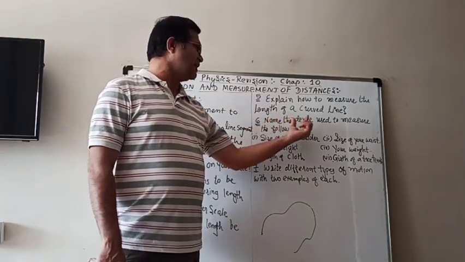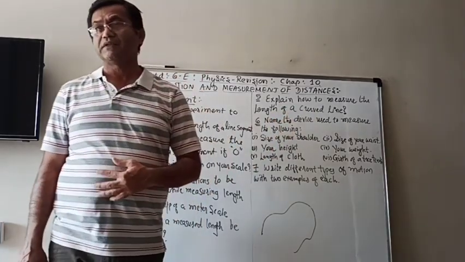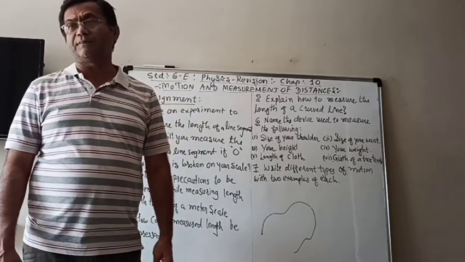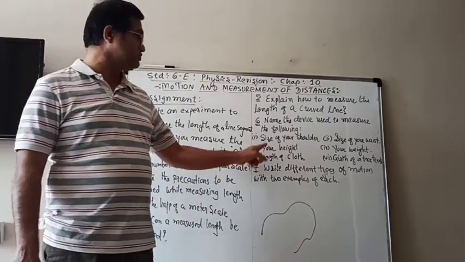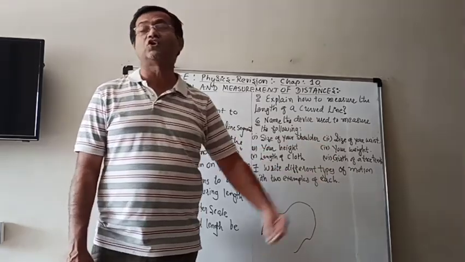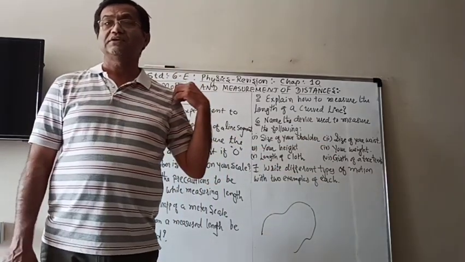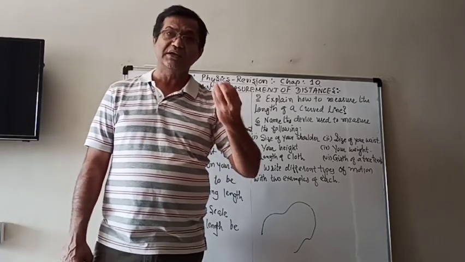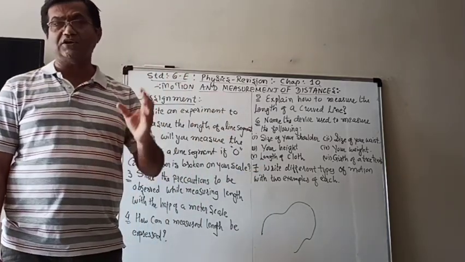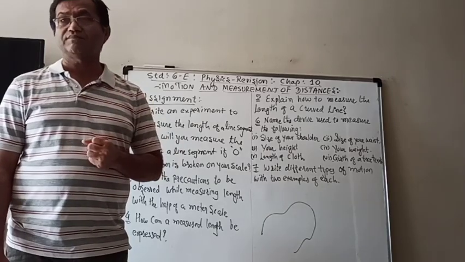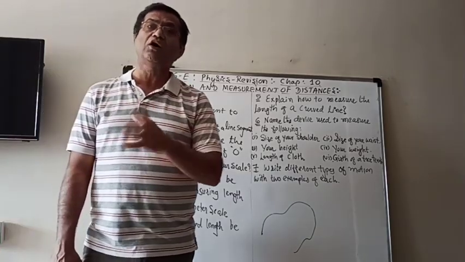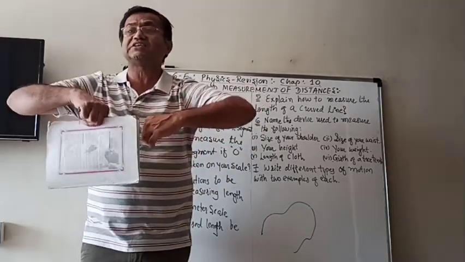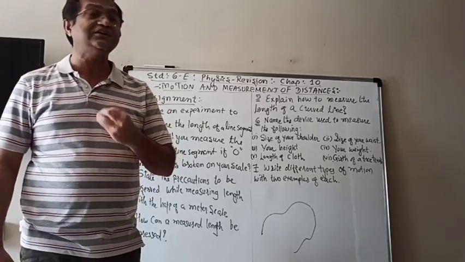Now name the device used to measure the following. Here are some measurements to find. Which device will you use? First, size of your shoulder. The tailor will use a measuring tape which is made of cloth or some synthetic material, because it is flexible and therefore it can take that curved measurement also, because our shoulder is not exactly straight but a little curved, so we use a measuring tape.